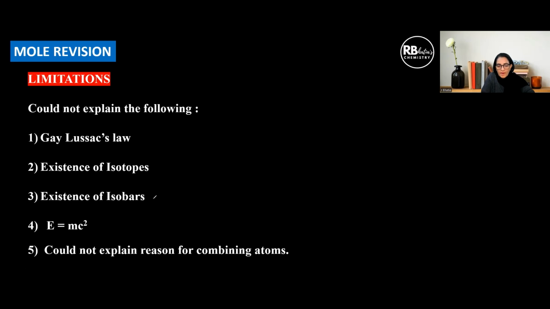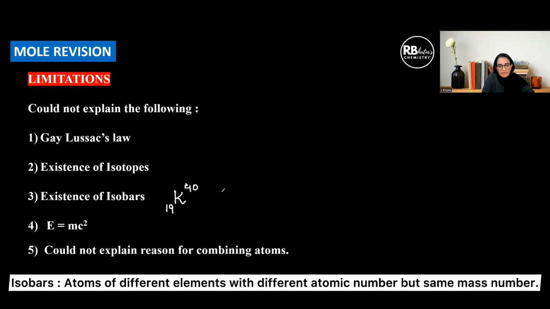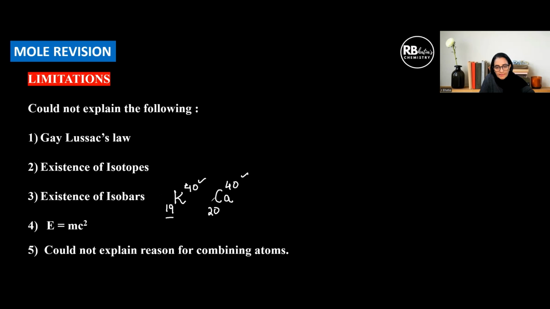Then the existence of isobars. According to Dalton's atomic theory, atoms of different elements should be different in all respects. But if we take an example of potassium and calcium, these are atoms of different elements with different atomic number but same mass number. Hence, atoms of different elements can be identical in some respects, which was not explained by Dalton's atomic theory. Next is E equals mc square, the law of conservation of mass and energy, that is interconversion of mass and energy, which again was not commented upon by Dalton's atomic theory.